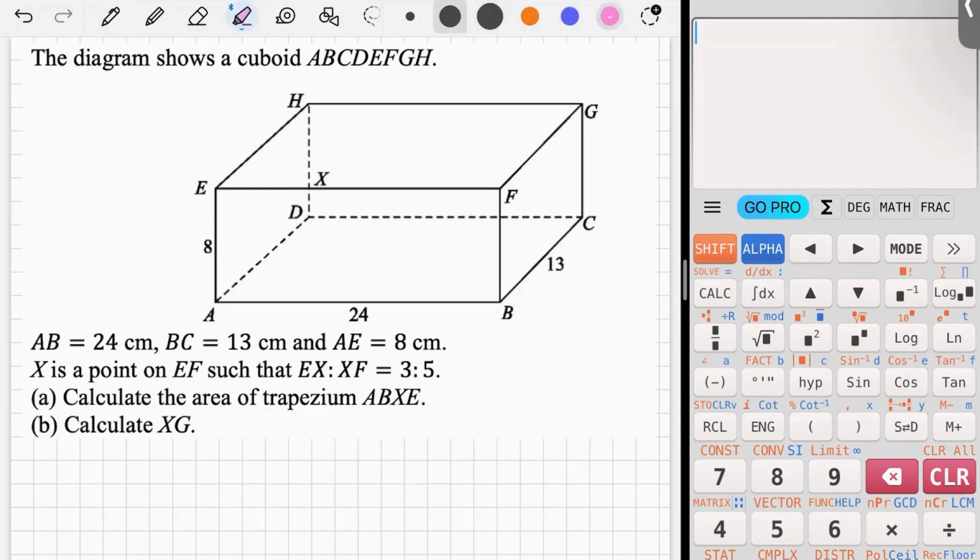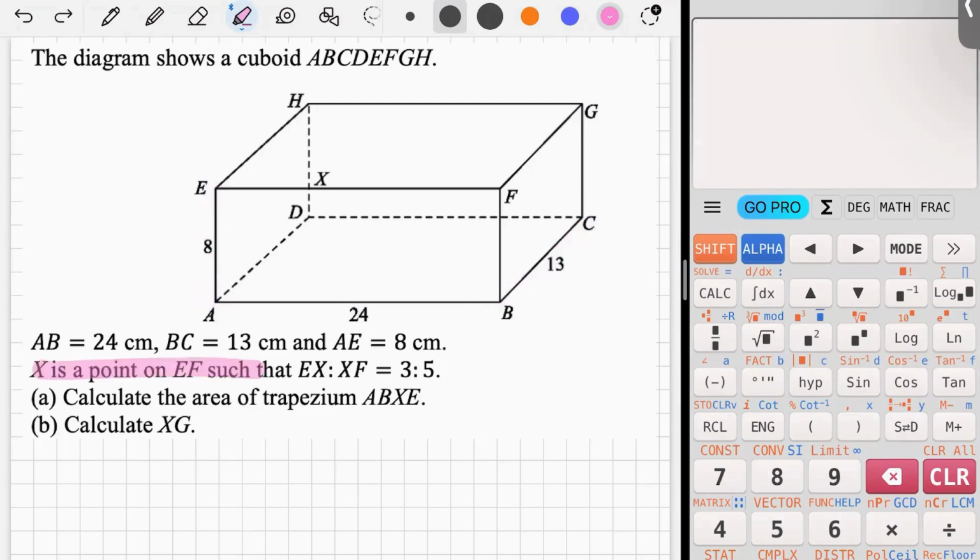So there's a cuboid, labeled A, B, C, D, E, F, G, H. Every single vertex is labeled. There's an X somewhere, so there's an X here, right? Okay, so AB is 24, BC is 13 and AE is 8. Oh, very nice. They label everything for me.